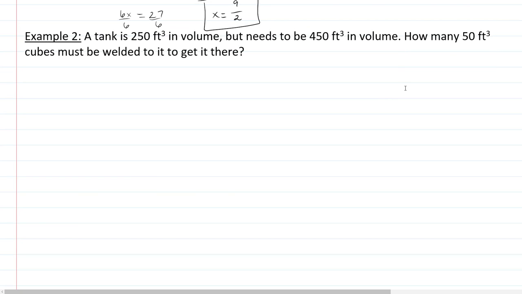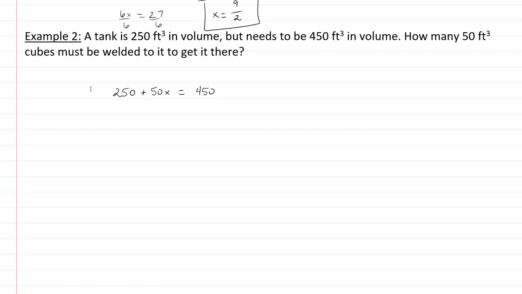Example 2. A tank is 250 feet in volume, but needs to be 450 feet in volume. How many 50-foot cubes must be welded to get it there? So we need to set up an equation representing the situation. So we have a tank that's already 250 feet cubed, and we're adding an unknown amount of 50-foot cubes to it. In total, it needs to be 450 feet cubed in volume.